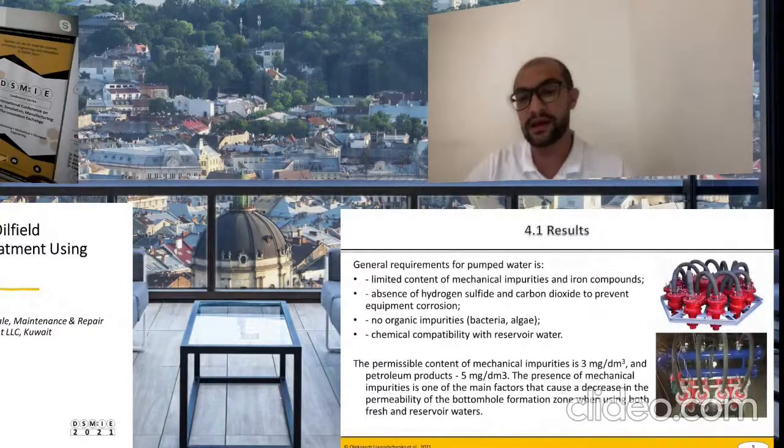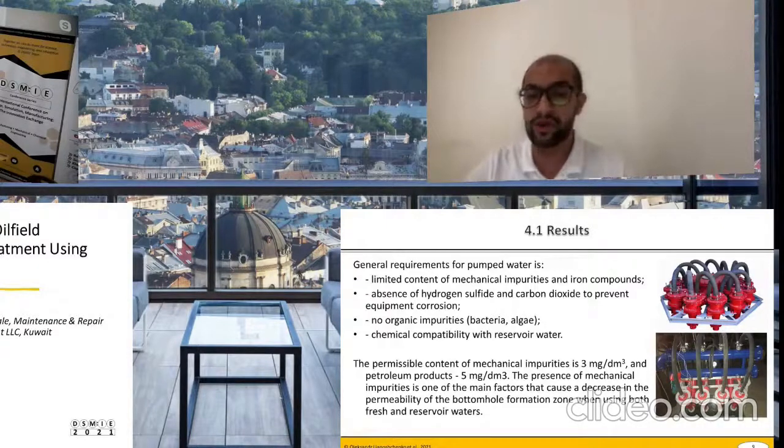The treated water is returned to the well to maintain reservoir pressure. The cleaner the water being pumped into the formation, the greater the intake capacity of the injection well, the lower the required amount of water, and the lower the cost associated with the pressure maintenance system. General requirements for pumped water: limited content of mechanical impurities and iron components, absence of hydrogen sulfide and carbon dioxide to prevent equipment corrosion, no organic impurities like bacteria and algae, and chemical compatibility with reservoir water.